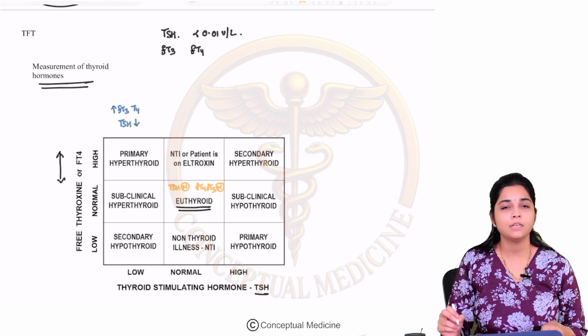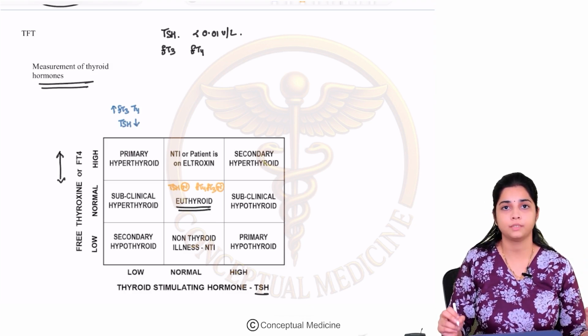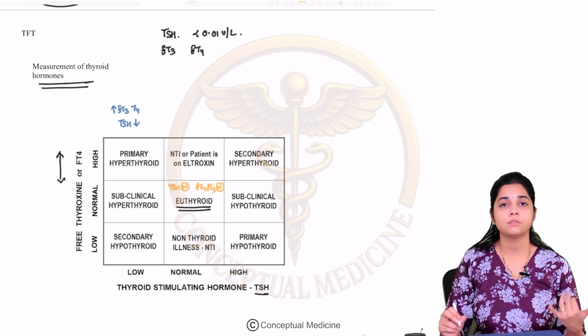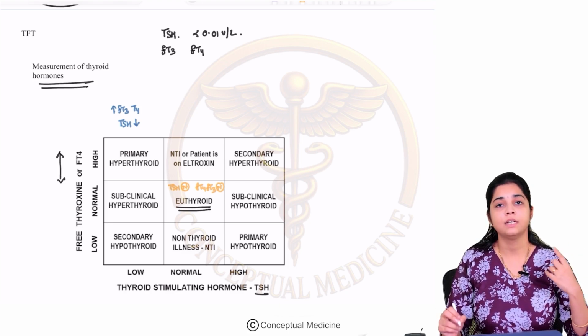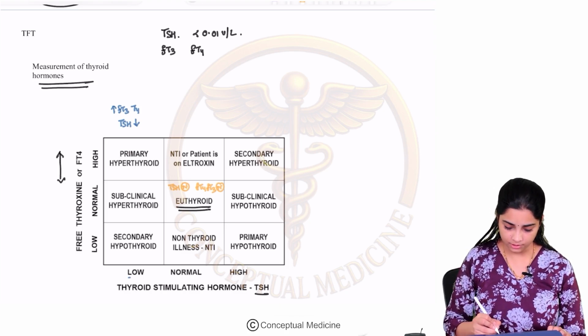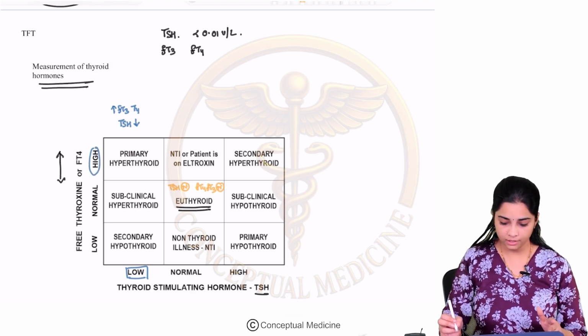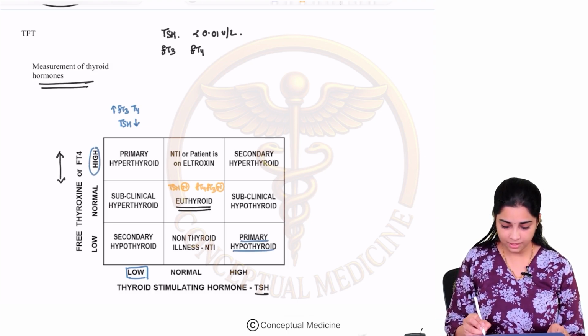So, in your primary hyperthyroidism, there is a problem at the level of the thyroid gland and not the pituitary. In primary hyperthyroidism, the FT3, FT4 is high. As a feedback inhibition, the TSH will be low. Okay, so that is what it is here. The column is TSH low, but the FT3, FT4 is high. Okay. Now, let us similarly look at primary hypothyroid.